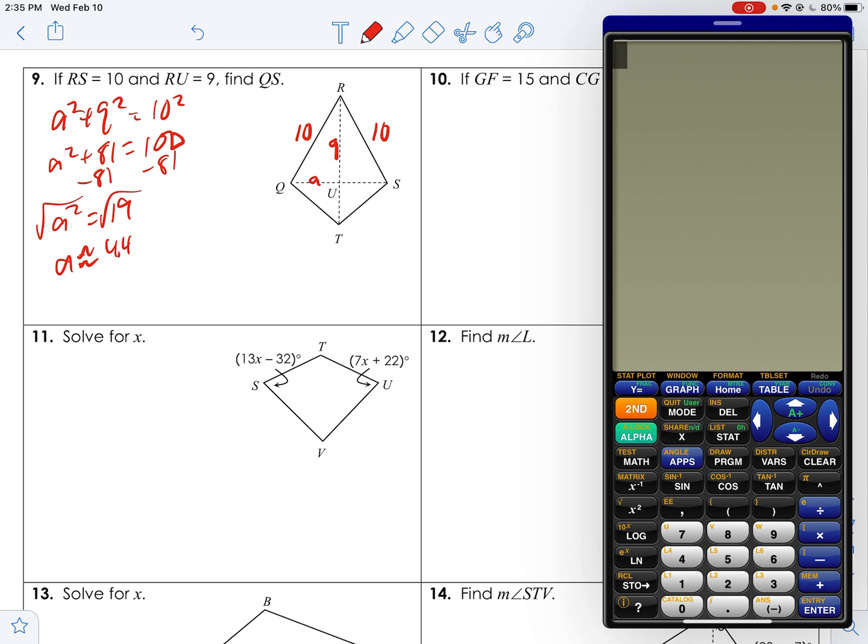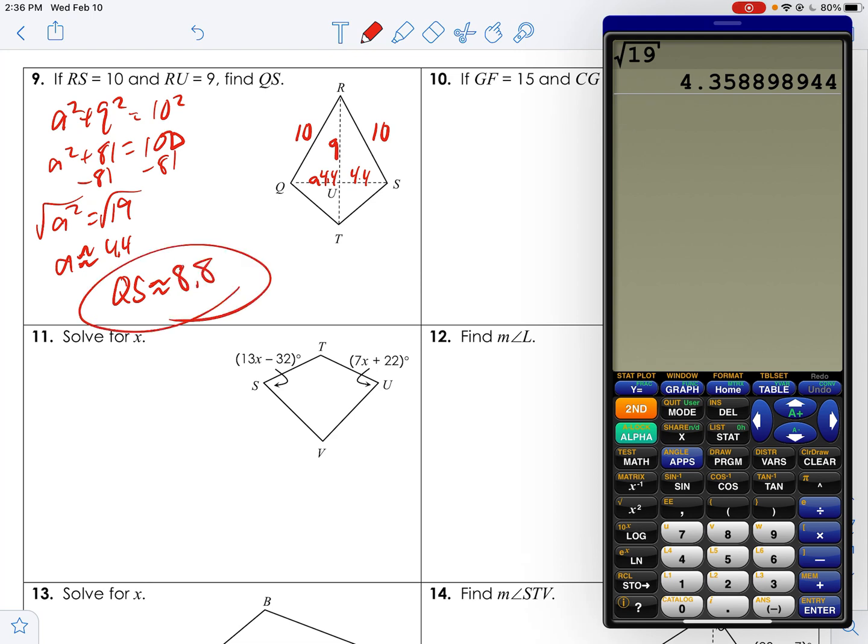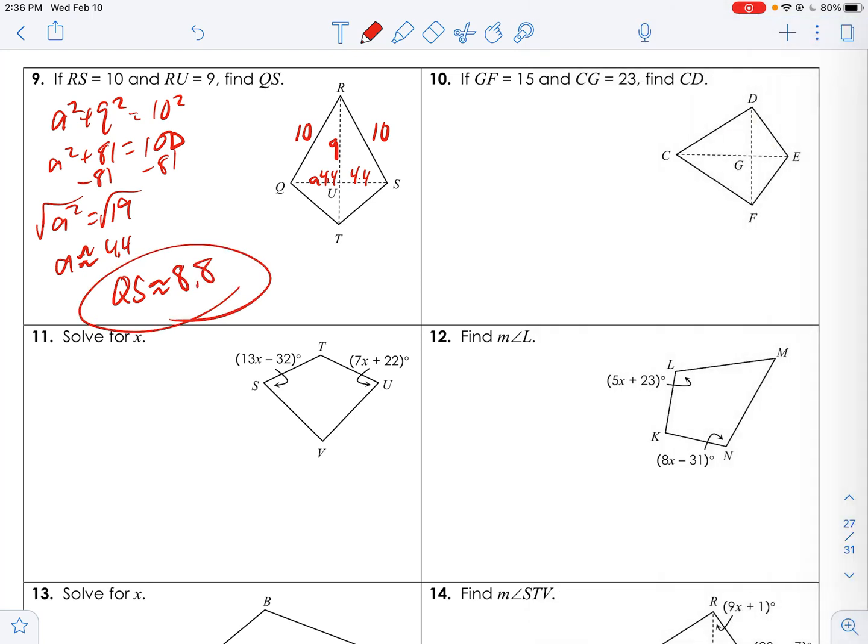I'm guessing. I know 4 squared is 16. I know 5 squared is 25. 19's a little less than halfway, so 4.4. It's a good guess. Let's see. Square root of 19. Oh, look at that. I'm awesome. 4.4. Two 4.4s means that QS is approximately 8.8. Give it a pause. Try the next one.